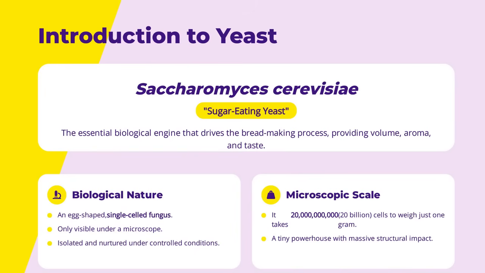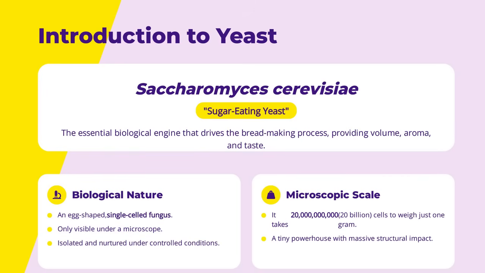Let us first understand its biological nature. Yeast is an egg-shaped, single-celled fungus. Although it performs a huge role in baking, each yeast cell is microscopic and can only be seen under a microscope. Commercial baker's yeast is carefully isolated and grown under controlled conditions to maintain its quality and activity.